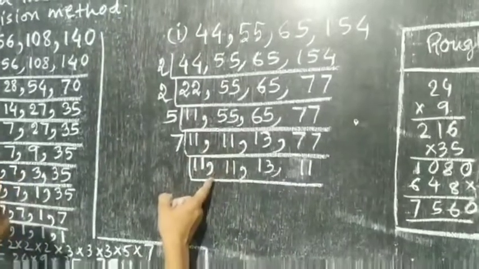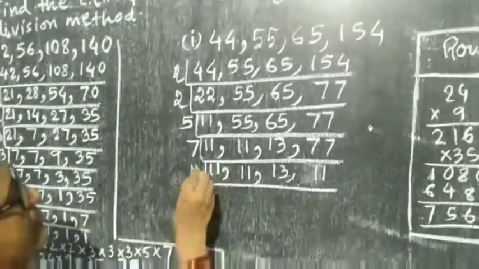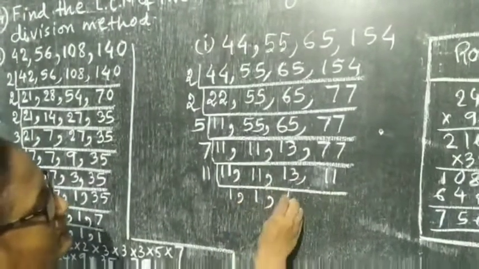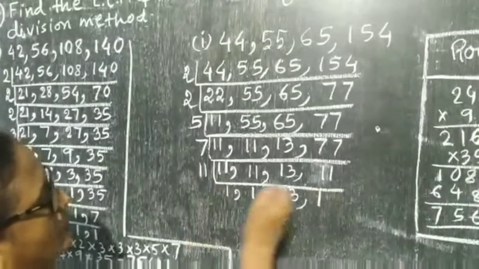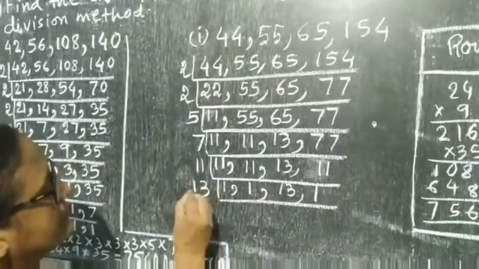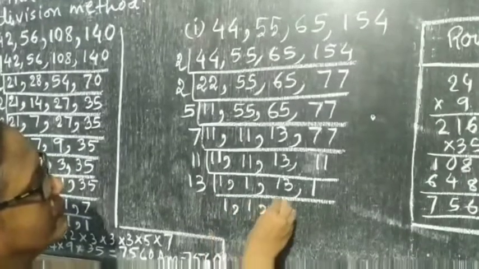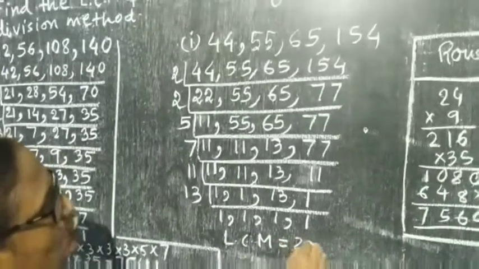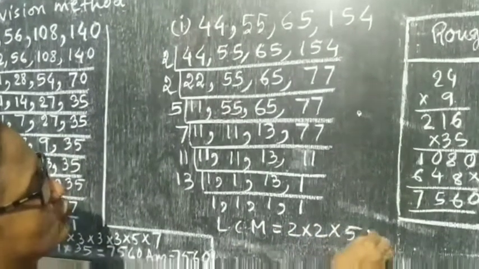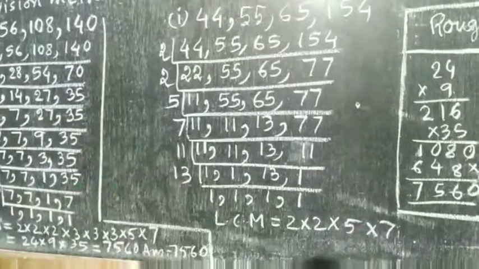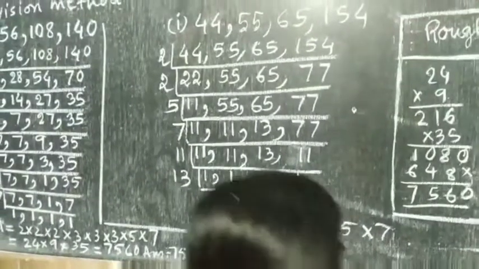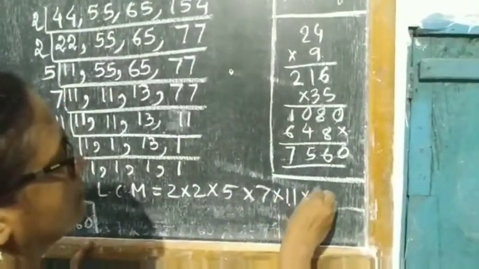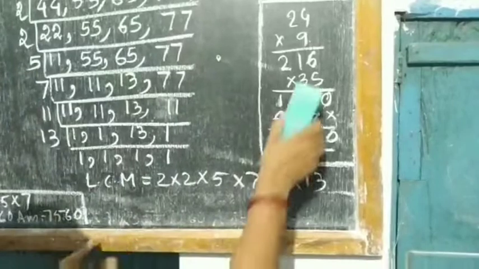Now next you try with the prime number 11. So 11 divided by 11, 1. 11 divided by 11, 1. 13 is not divisible by 11. 11 divided by 11, 1. Now try it with 13. So 1, 1, 1, 1. So LCM equal to 2 into 2 into 5 into 7 into 7 into 11 into 13.